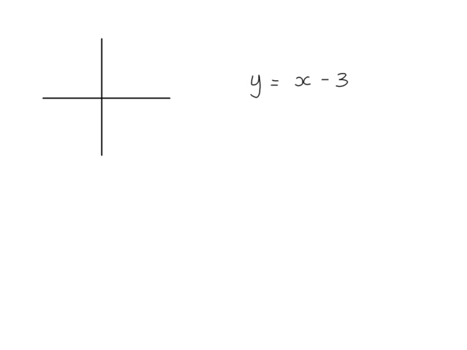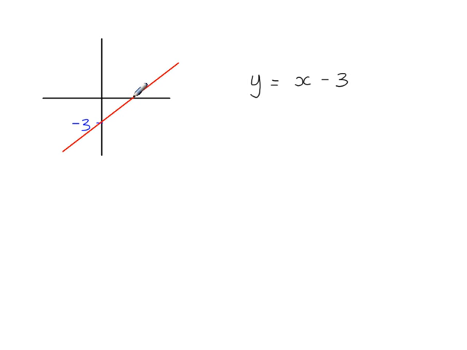y is equal to x minus 3. So this is in the form y is equal to mx plus c. So minus 3 is the y-intercept, so let's say minus 3 is here. And then the line y equals x.